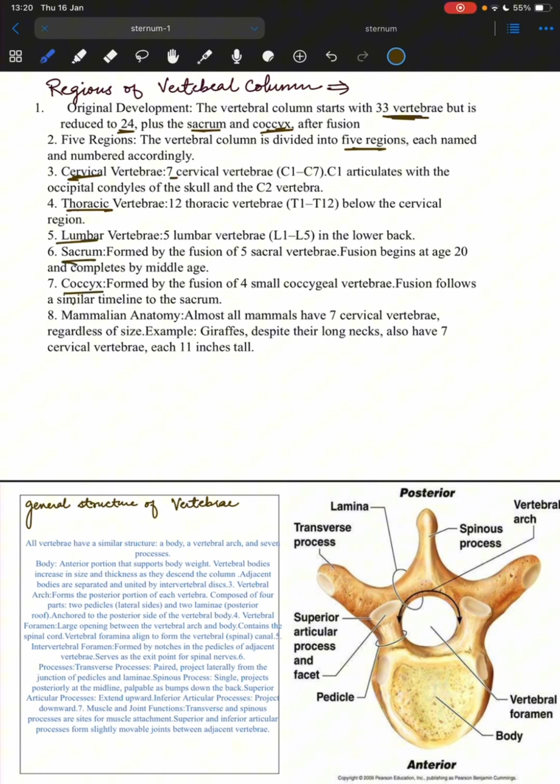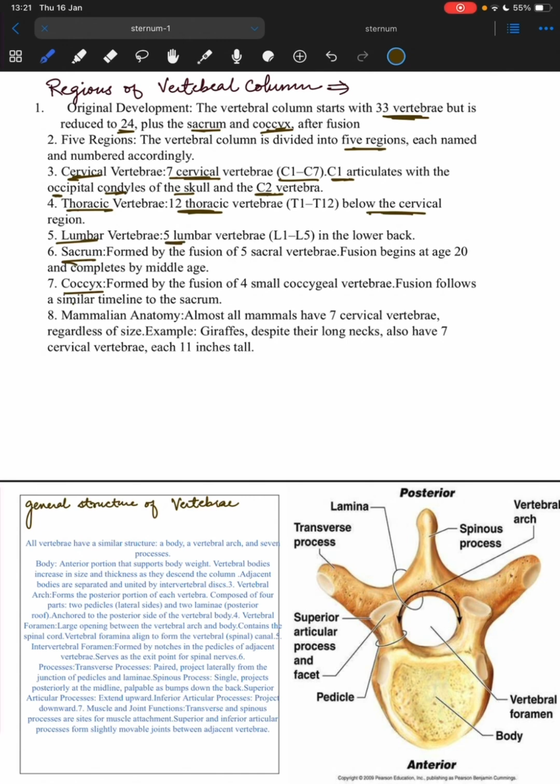Cervical vertebrae are 7 in number, C1 to C7. The C1 and C2 vertebrae are different in their structure. C1 articulates with the occipital condyles of the skull, and C2 is also special. Thoracic vertebrae are in the thoracic region, that's why they are called thoracic vertebrae, below the cervical region.